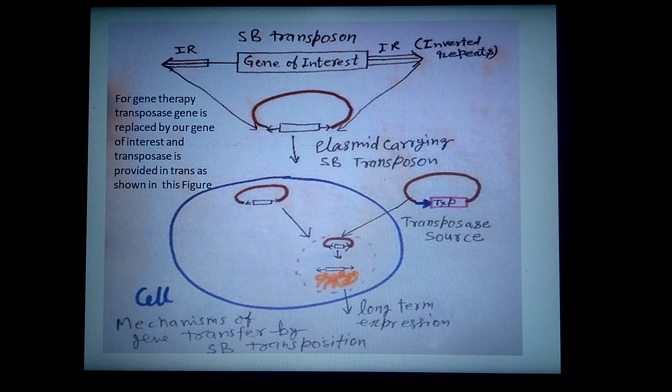The accumulated knowledge of transposon biology was also applied to establish a transposon-based technology platform for genome engineering in vertebrate species, including cancer research, gene annotation, vertebrate transgenesis, or gene therapy. This is a diagrammatic representation of how the transposon gene is replaced by the gene of interest, and the transposase is provided in trans, as shown in this figure. It is the mechanism of gene transfer by Sleeping Beauty transposition.